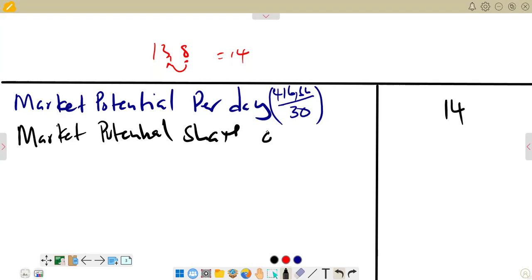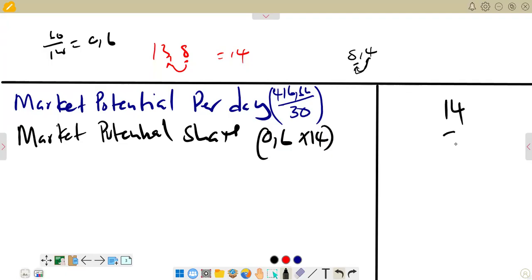So we are going to say 0.6, which is 60% as a decimal, and then we multiply by 14. If you say 60 over 100, you are going to get 0.6. Then you multiply by 14, and the answer that you are going to get is 8.4. Then obviously you're going to round it off to the nearest whole number. The 4 won't change our 8, and it remains 8. So this is what we have in terms of market potential share.